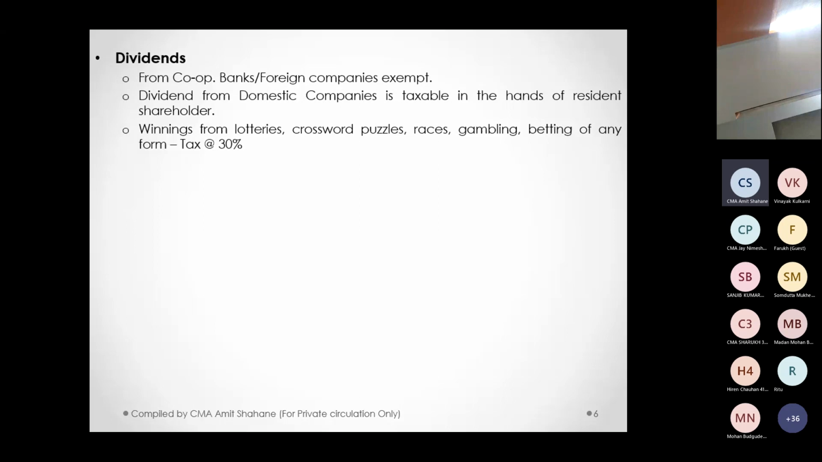Similarly, if it is purely gambling, for example, even your Kaun Banega Crorepati, it is purely gambling. Why? Because there are 4 options. Even if you don't have any knowledge, by chance, if you press a button and that happens to be a correct answer, you will get the money. So whatever money that you get from Kaun Banega Crorepati, even that is chargeable at 30%.